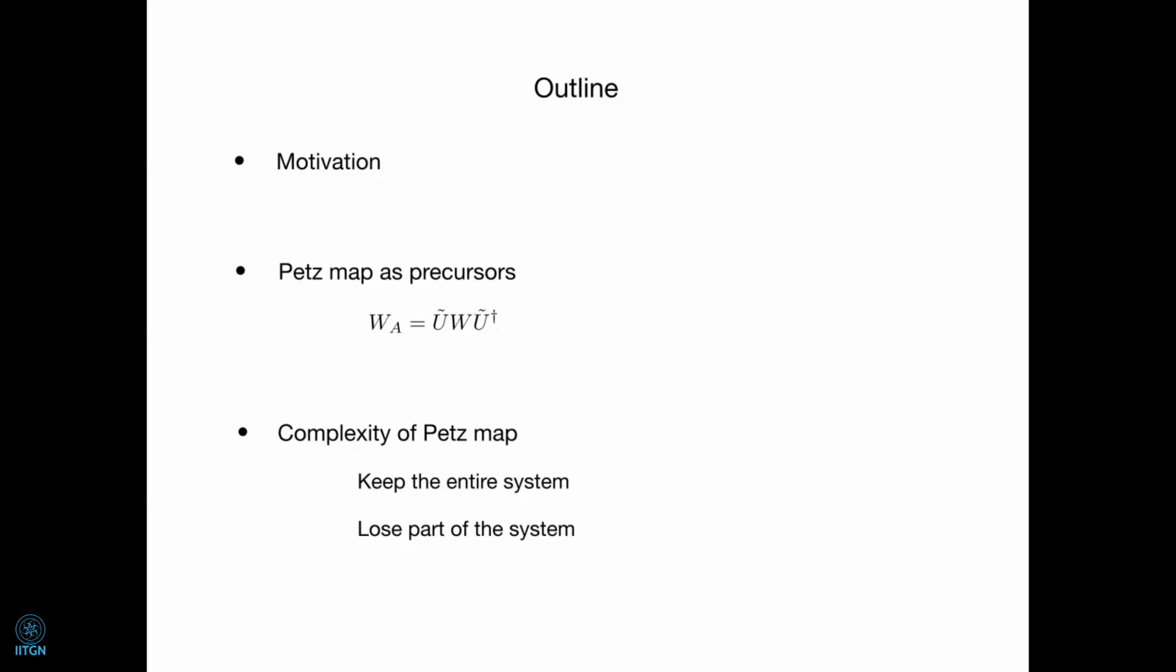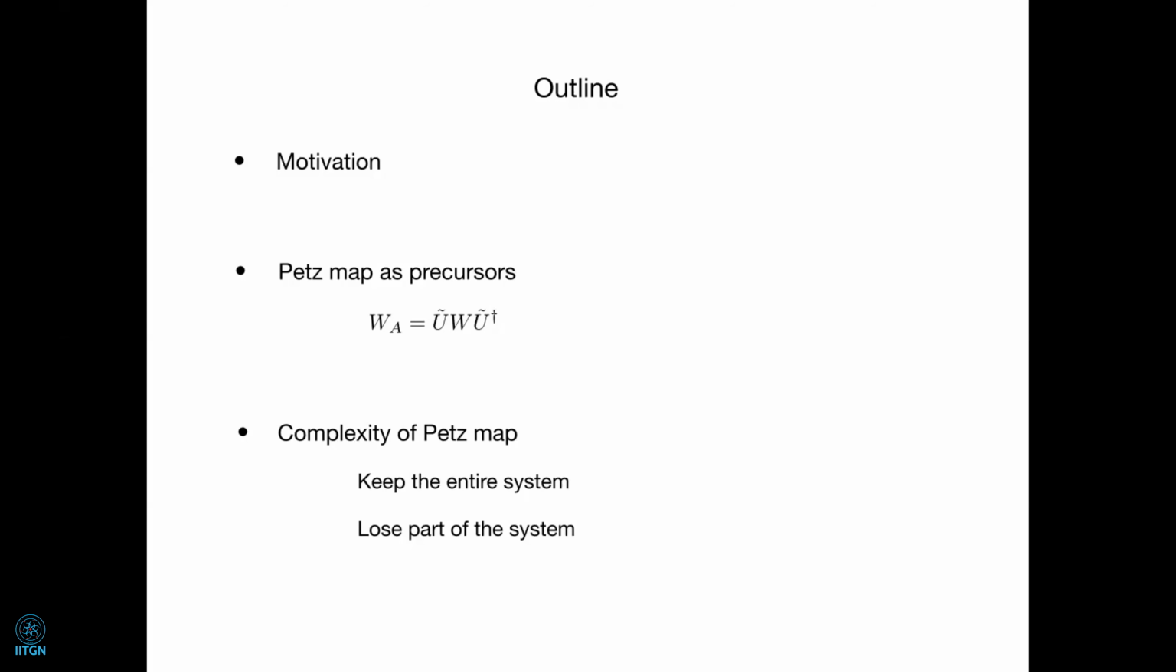Once it's written in this form, first of all, it's clear it's unitary. Second, one can estimate its complexity. It's clear that most of the complexity comes from the unitary evolution U. And then we will look at the complexity of Petz map. I will discuss two different situations. The trivial situation is when you try to do the reconstruction while having the entire system in your hand.